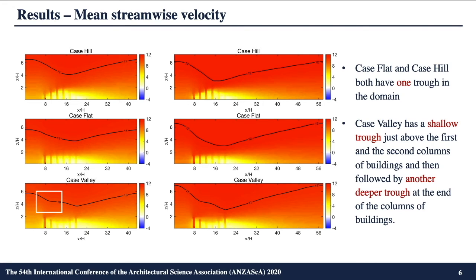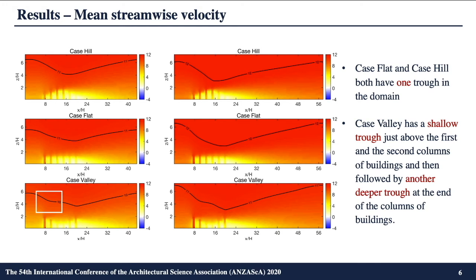First, we show the distribution of the velocity field to get some sense of the similarity and difference among the three cases, and also check the sensitivity of the domain size. This is the mean streamwise velocity, which is averaged over time and the spanwise direction. The axes are normalized by the mean building height h, and the structure of streamwise velocity above the urban domain is indicated by the block castle contour length.